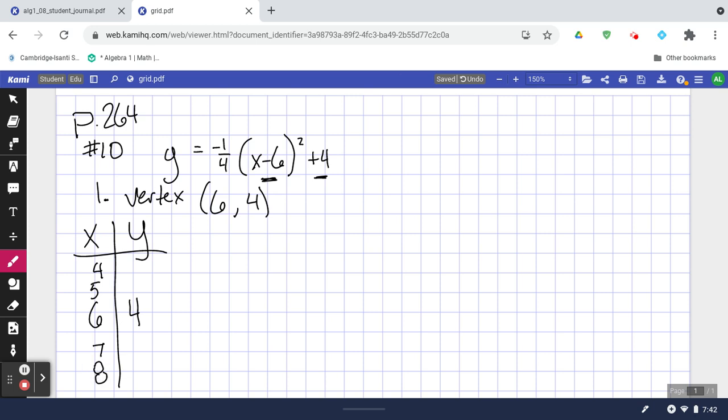So really, I only have to plug in 4 and 5. It works exactly the same, where whatever number I use for 5 is going to be the same for 7. Okay, they're both 1 away from my vertex. Whatever I use for 4, I can use for 8. They're both 2 away from my vertex. So we're only having to plug in 2 different numbers. Okay, so let's go ahead. It looks a little ugly at first, and that's okay. Negative 1/4, I'm going to plug in 4 first, so 4 minus 6 squared plus 4.